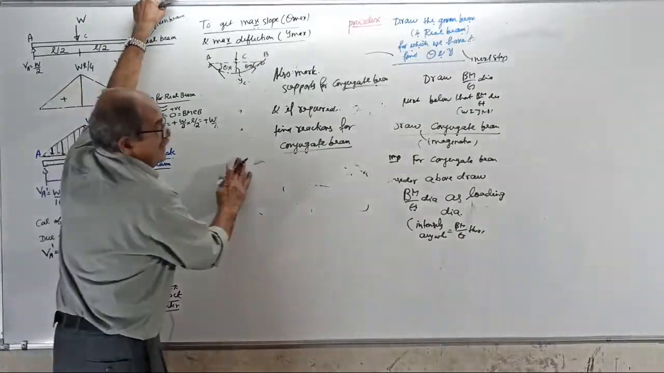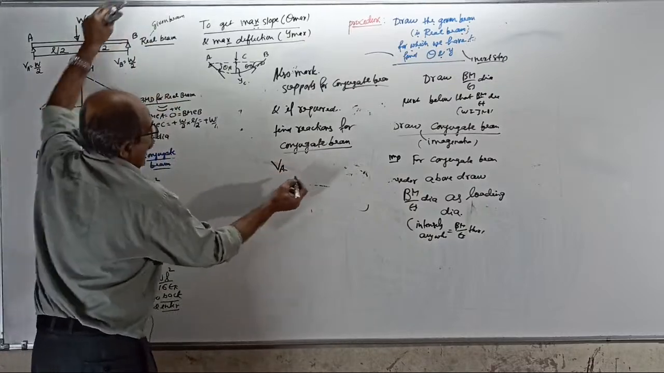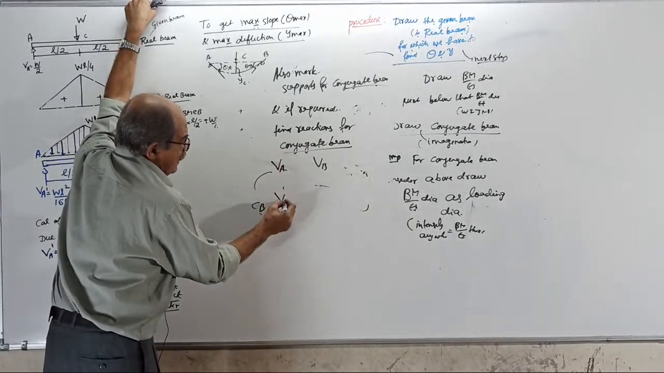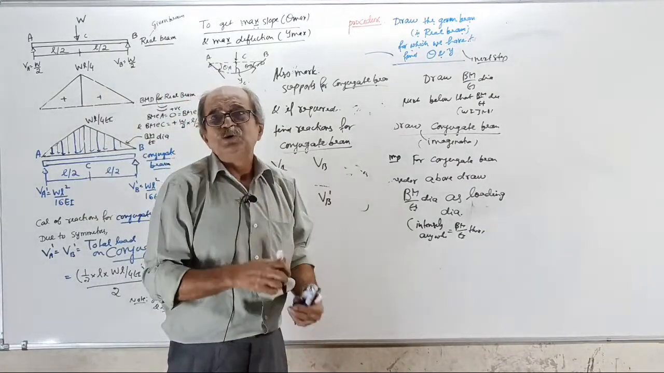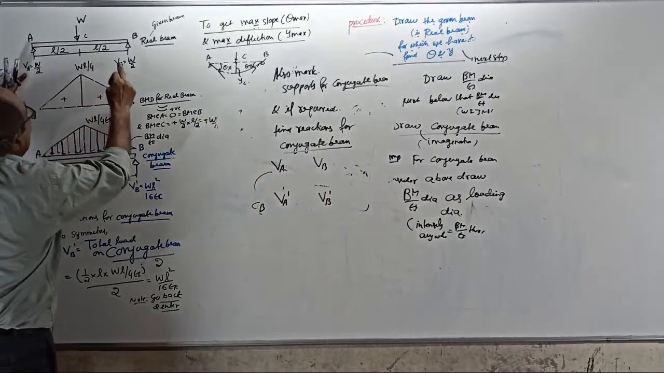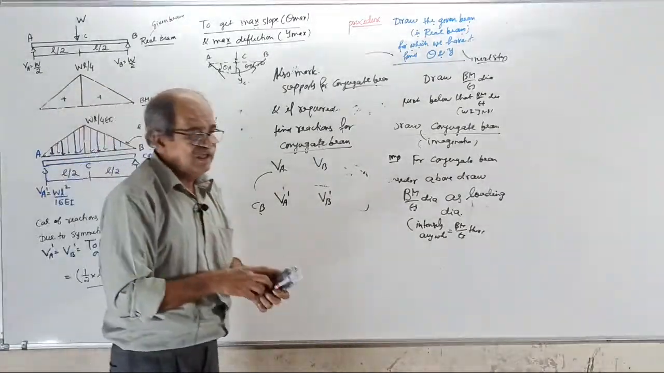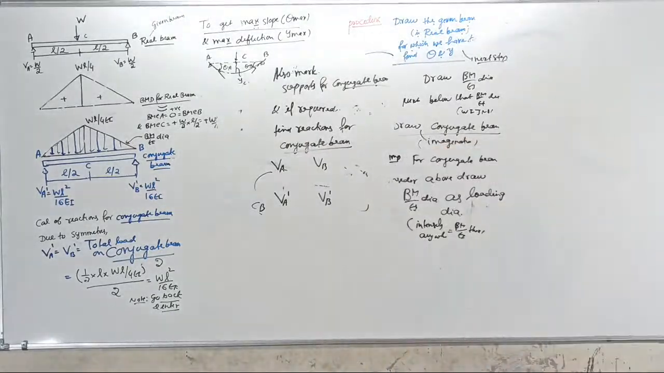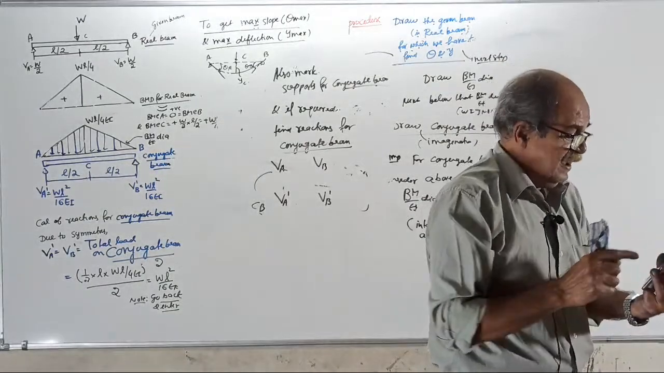And also do one thing. Add one suffix. When you write VA and VB for the real beam, when you come to the conjugate beam, just to change it, you make it VA dash and VB dash. Put one dash to indicate that it is imagination. See, this is real VA, real VB. This is VA dash and VB dash, pure imagination. Clear? Consider one dash to show that it is imagination.